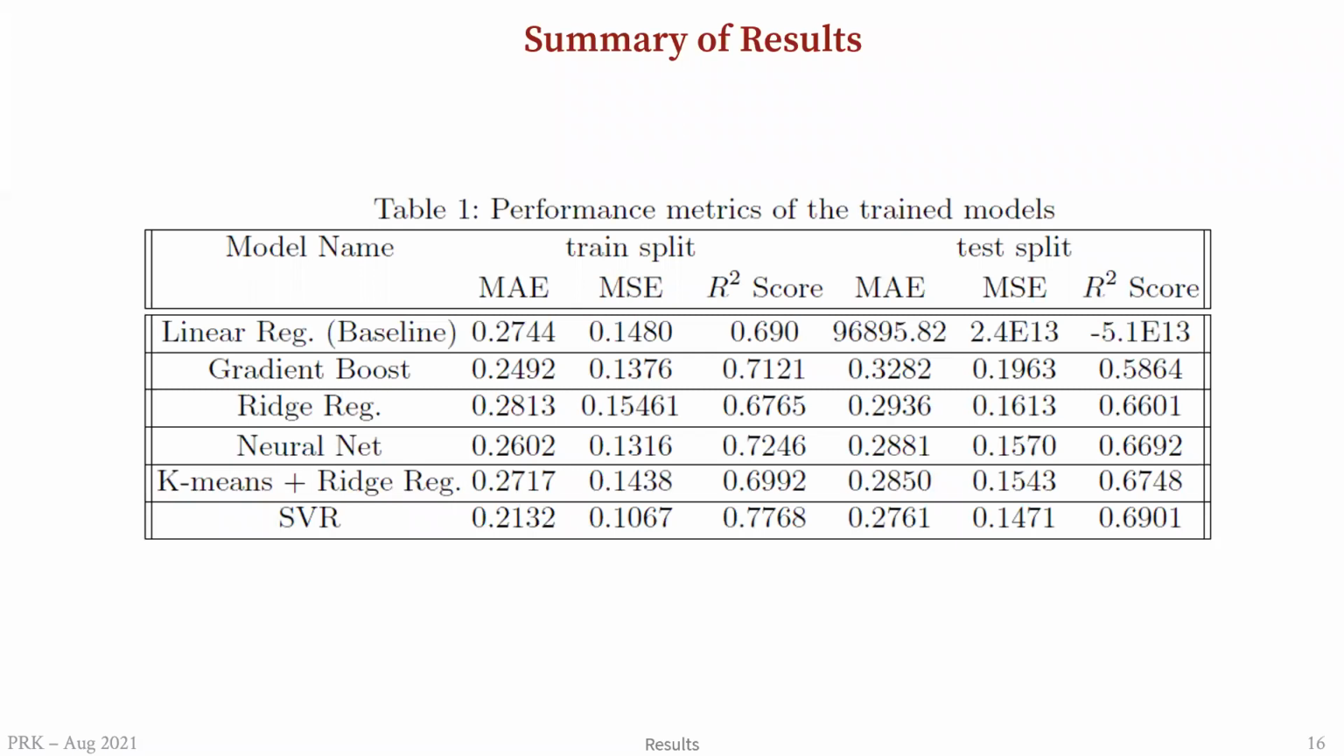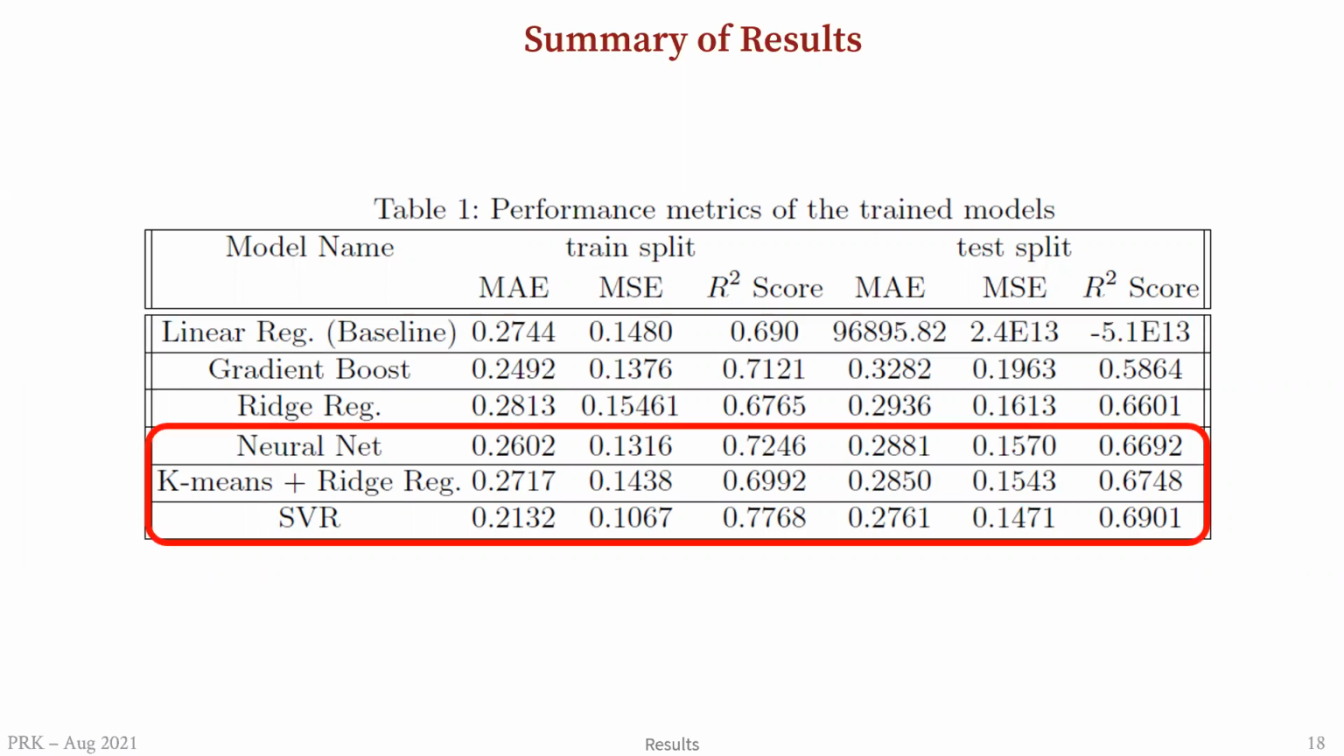So what you see here are the performance metrics of the trained models, sorted from smallest to largest value of R-squared score on the test split. You can see that linear regression, the baseline model, had a very small R-squared score on the test split, but a much larger value on the train split. This shows that it was overfitting badly. So we expected that with the reduced number of features and with the feature importance analysis, we would get better models. And you can see that that is the case.